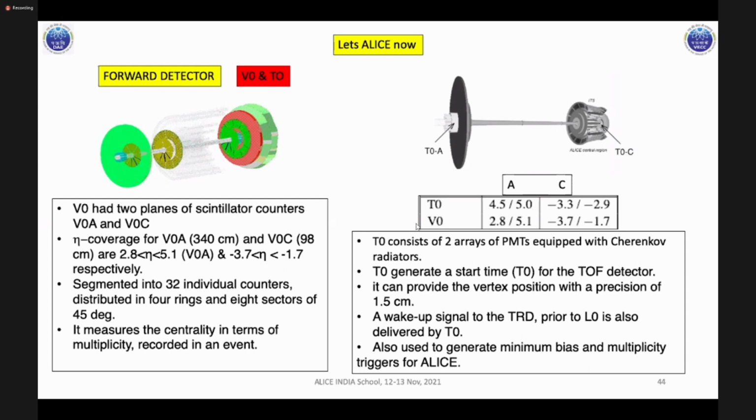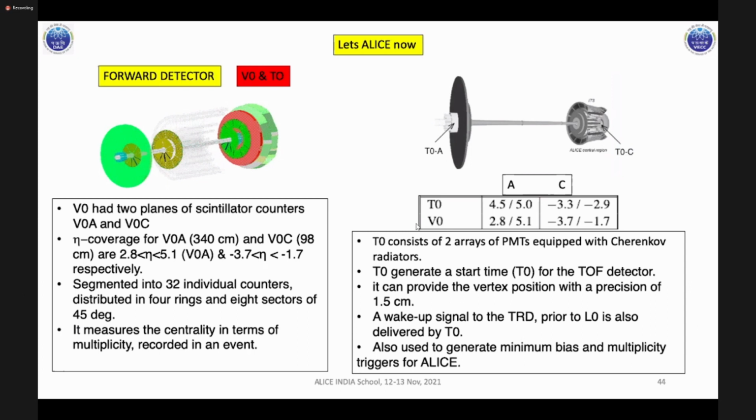So when you have events, what is the centrality of that event? How did we used to measure it? Just by getting information from this V0 detector. And the other detector is the T0 detector. As the name itself suggests, this consists of PMTs equipped with Cherenkov radiators, and it starts the generation time for the detector. So basically it serves the purpose of a trigger detector. That you should keep in mind. But both detectors are not there anymore after this long shutdown.